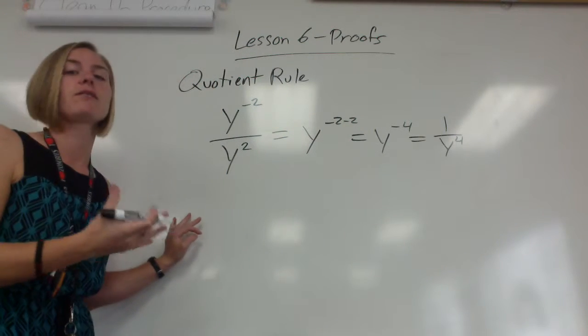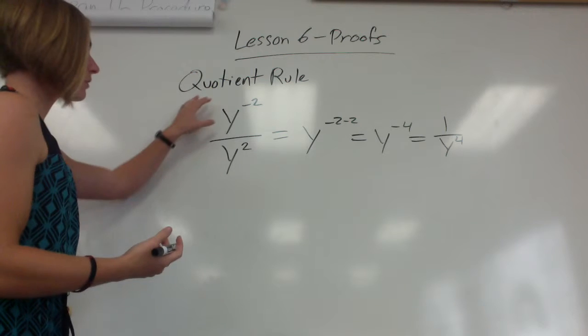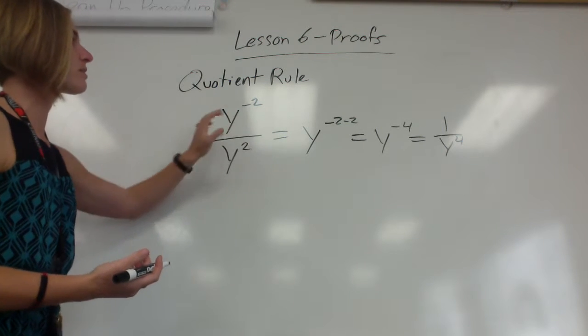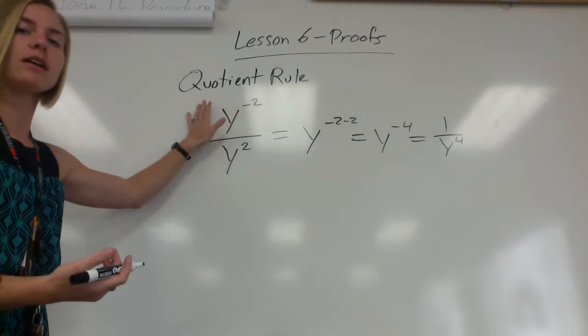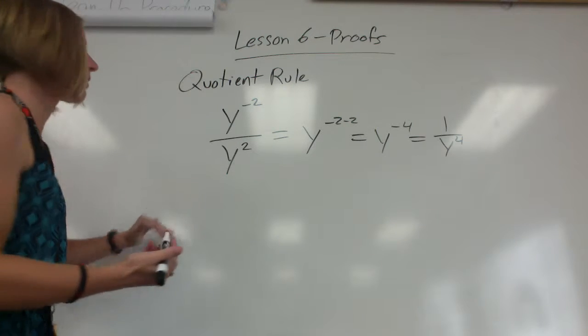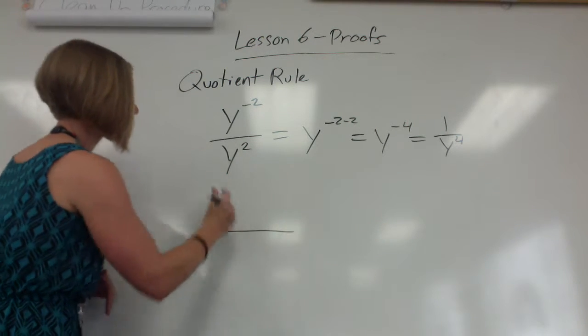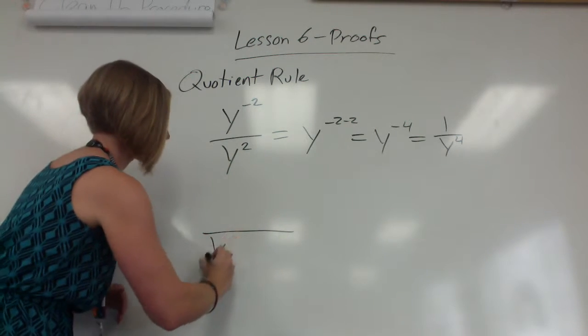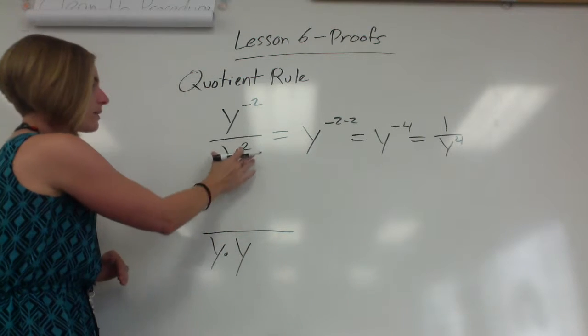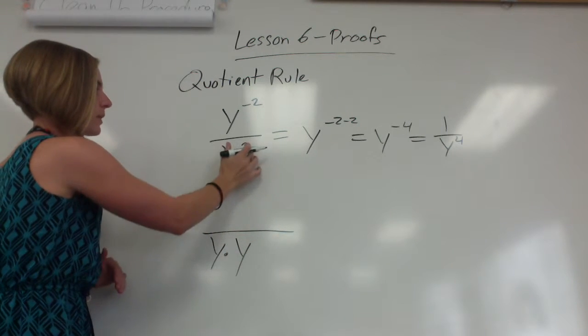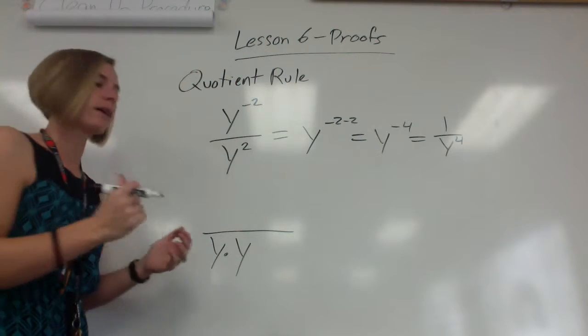So what would this look like if we expand it out? You have to remember that this negative exponent means you don't actually have 2 y's up here. You actually have two y's on the bottom. Okay, so let's show that. So this top part means we have 2 y's on the bottom, and then this bottom y squared means we have 2 more y's on the bottom.